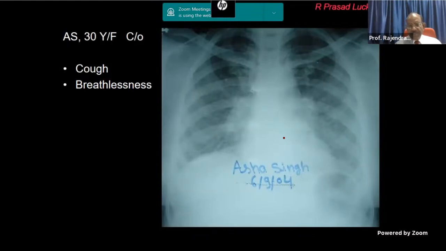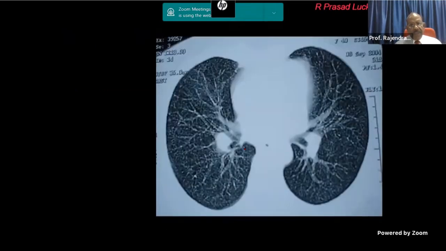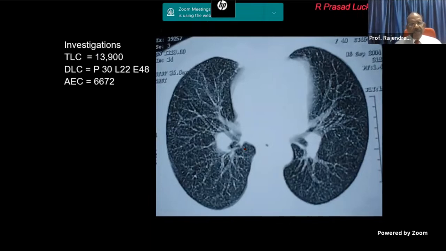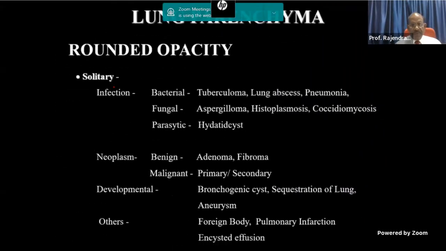You see in this case, it is also small, thin shadows uniformly distributed. He had cough and breathlessness, no fever. And you see the CT picture also showing small nodules. And you see that the eosinophil count is 48%. So this was a case with an absolute eosinophil count of more than 6,000. What I'm trying to say is this was tropical pulmonary eosinophilia.